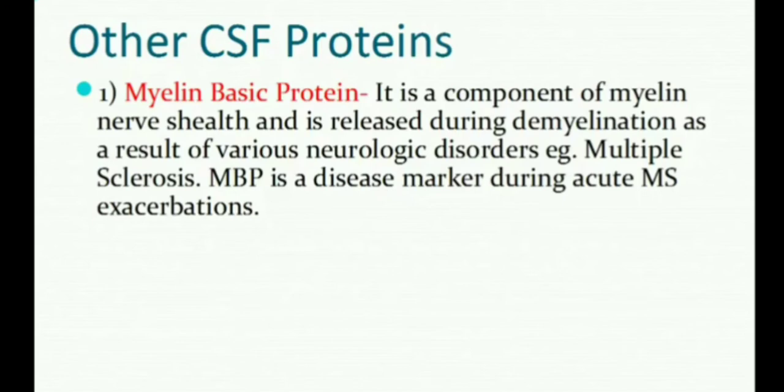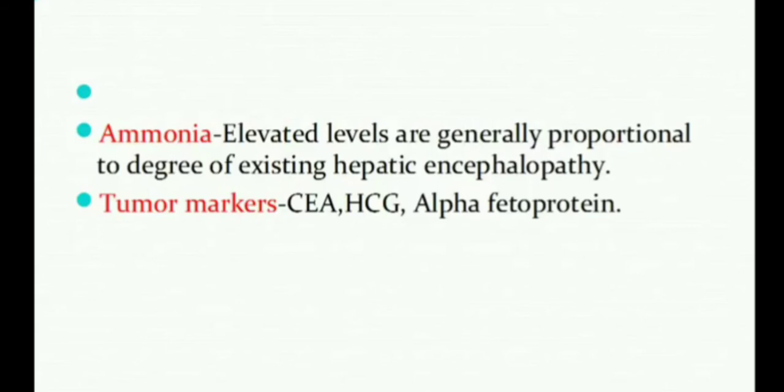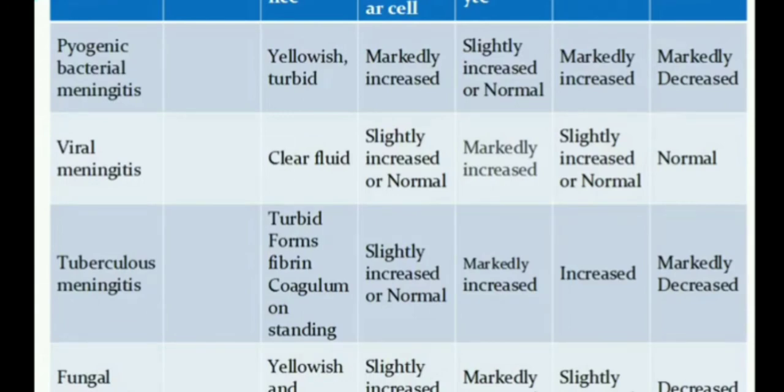C-reactive protein, seen in meningitis, myelin basic protein, and transferrin. So, myelin basic protein. What is myelin? Myelin is a component of the nerve sheath, and it is released during the demyelination, which occurs in neurological diseases like multiple sclerosis. So the level of myelin basic protein can be used as a disease marker during exacerbations. Ammonia level is directly proportional to the existing level of the hepatic encephalopathy, and we can also check tumor marker level in CSF.